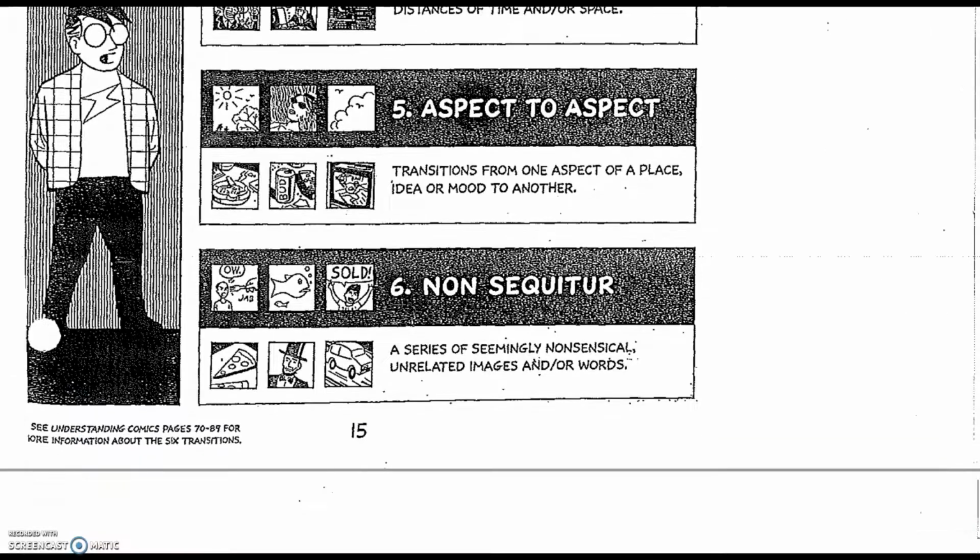Last but not least, we've got non sequitur, seemingly nonsensical, unrelated images. So the two big ideas from the first page and this page are that we are reading both in one panel, pictures and words, and where are we getting the meaning, and then we are also reading the transition from panel to panel itself when we read a graphic novel.